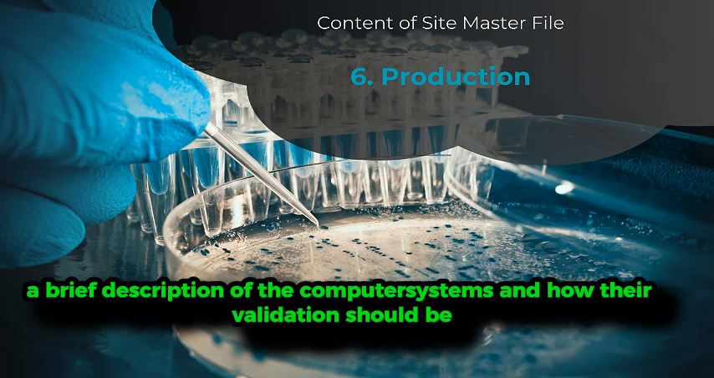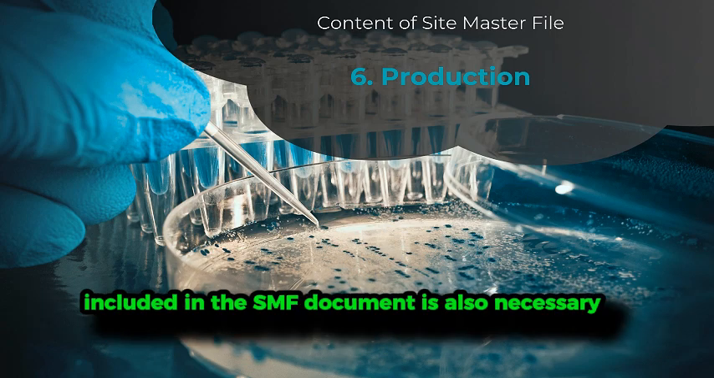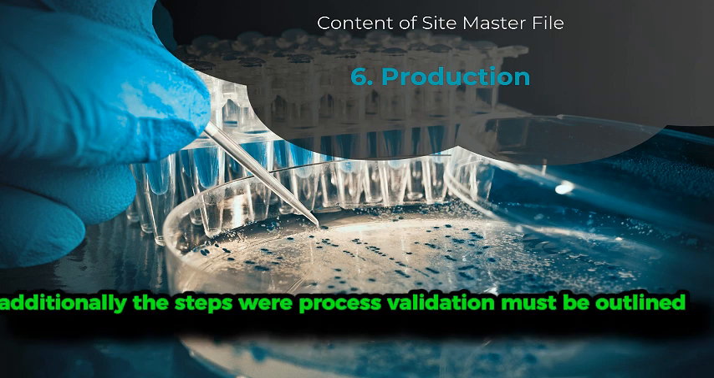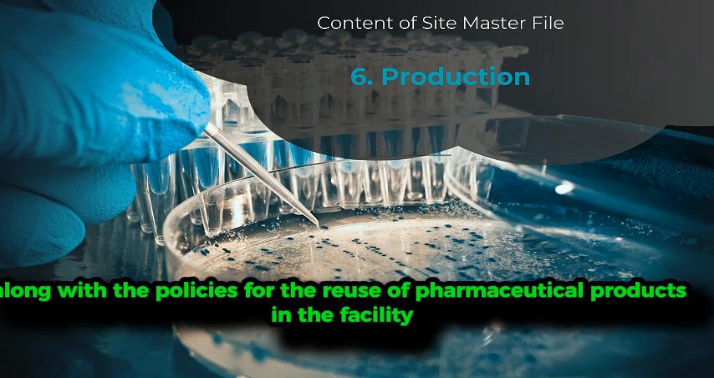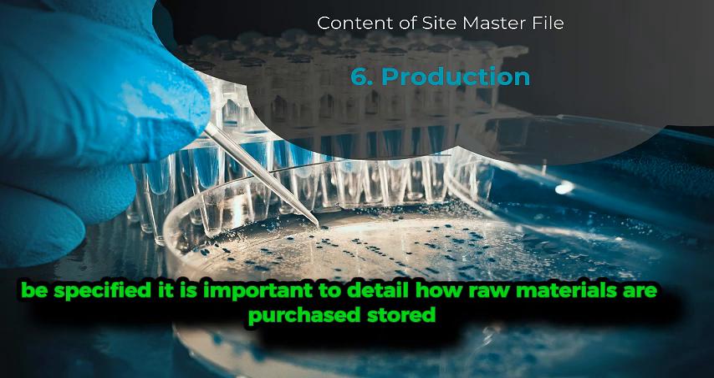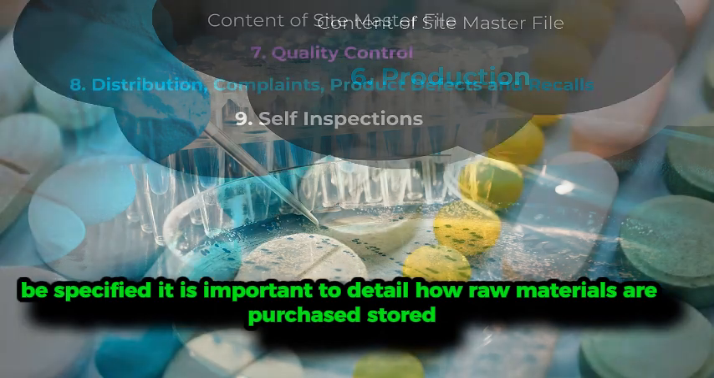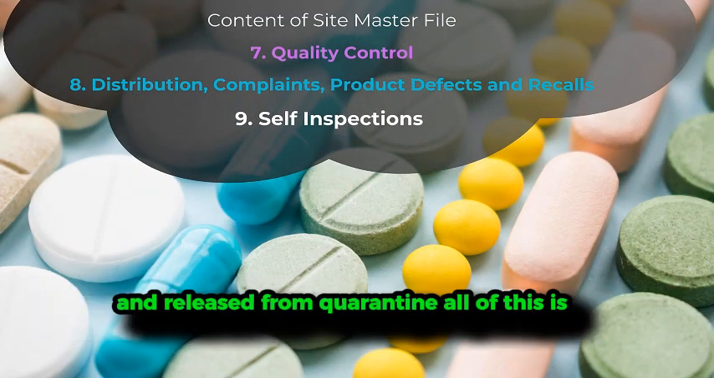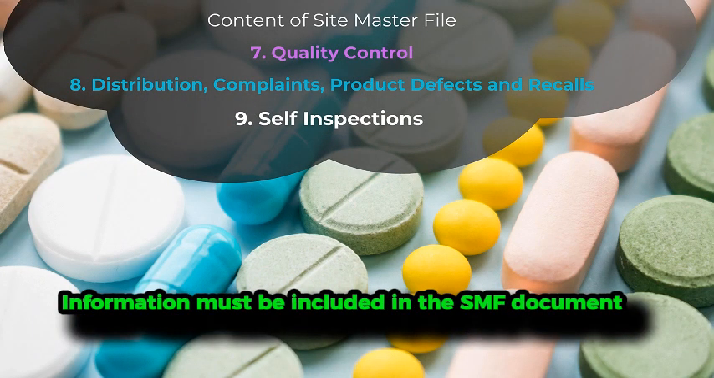A brief description of the computer systems and how their validation should be included in the SMF document is also necessary. Additionally, the steps for process validation must be outlined, along with the policies for the reuse of pharmaceutical products in the facility. Furthermore, the strategies for material management and storage in the factory should be specified. It is important to detail how raw materials are purchased, stored, and released from quarantine. All of this information must be included in the SMF document.